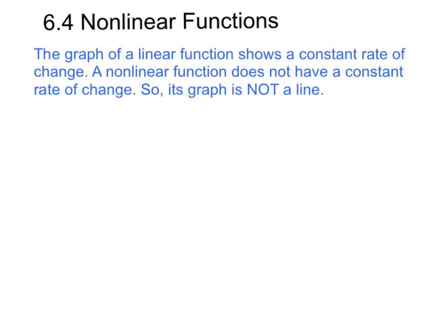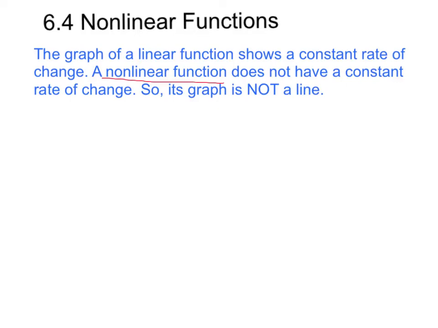The graph of a linear function shows a constant rate of change. A nonlinear function, that is your vocab word. A nonlinear function does not have a constant rate of change, so its graph is not a line. So make note that a linear function, as you've done before, makes a line. A nonlinear function does not make a line. So it's showing a constant rate of change and not showing a constant rate of change.